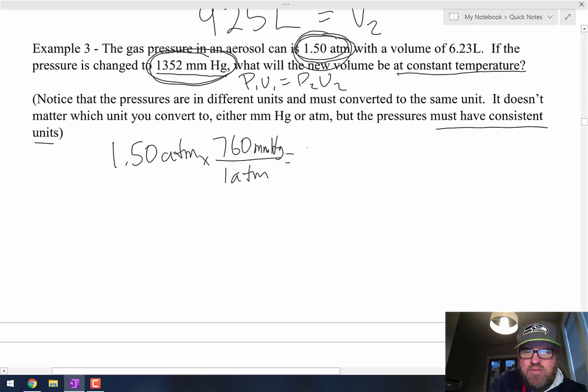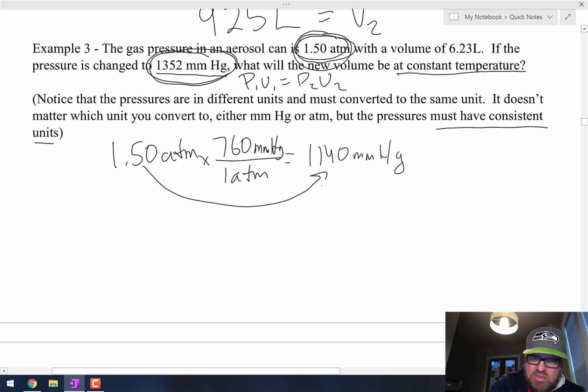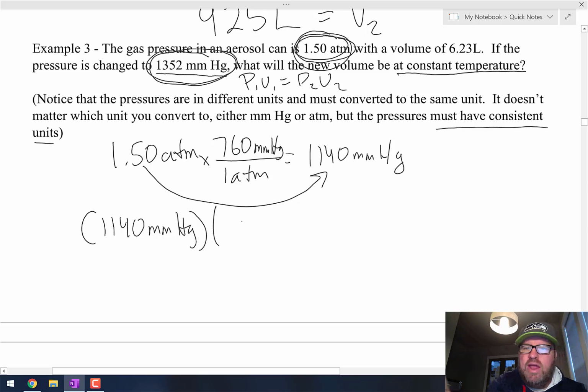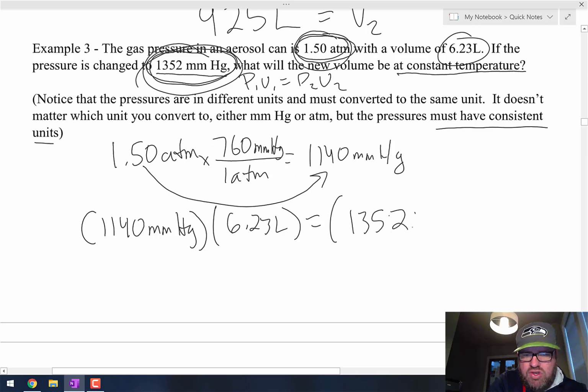760 times 1.5 is 1,140 millimeters of mercury. So that is now my initial pressure. Because remember, these two are the same thing, they're just in different units. So my initial pressure is 1,140 millimeters of mercury. My initial volume is 6.23 liters. My final pressure, here it is again, 1,352 millimeters of mercury. And my final volume is what they're asking us for.